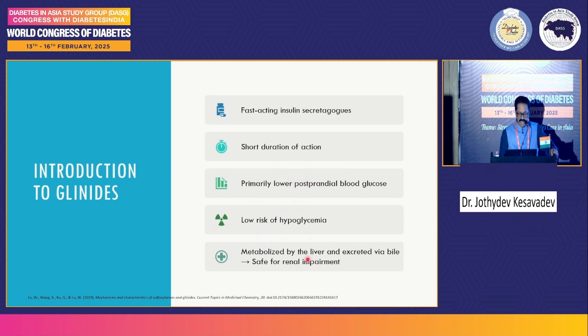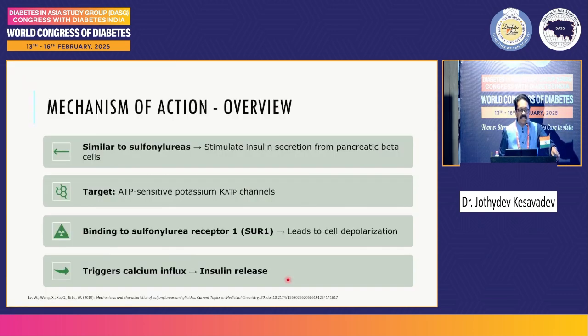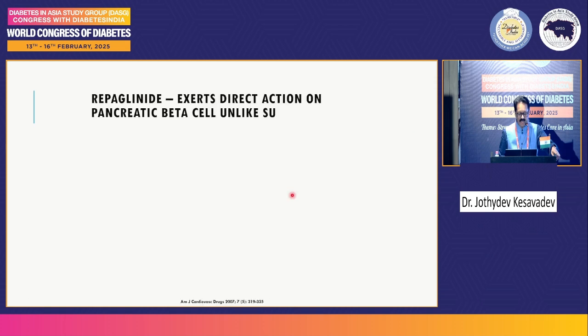And this is another factor, because I was listening to the questions on acarbose a while ago. If you look at the excretion and metabolism, it is through the liver, and hence it can be safely used in the presence of renal impairment. And it stimulates similar to sulfonylureas. It is acting on the sulfonylurea receptor.